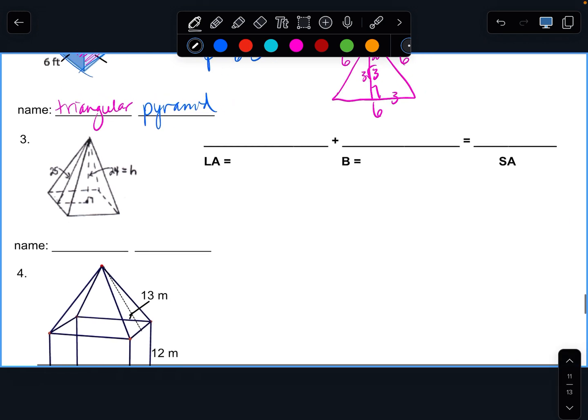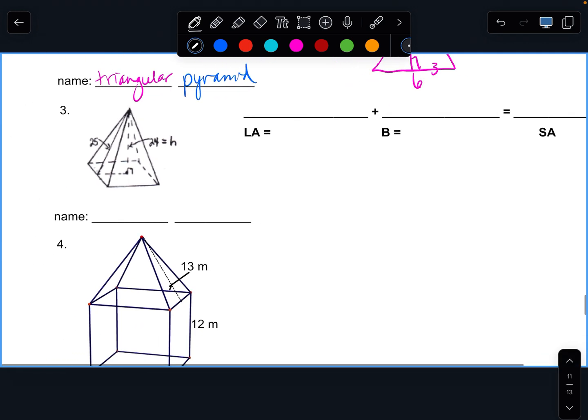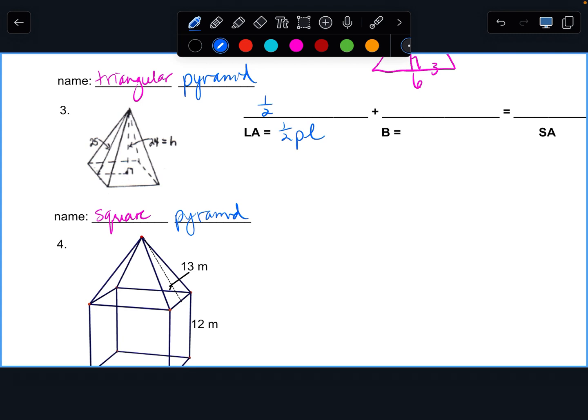Okay, number 3. Again, if it looks like a square, it is, because we're only doing the ones where all the sides are the same. They usually say it. This one they didn't, but just assume square, pyramid. Okay, so 1/2 PL, 1/2 P. Great. Love and life.